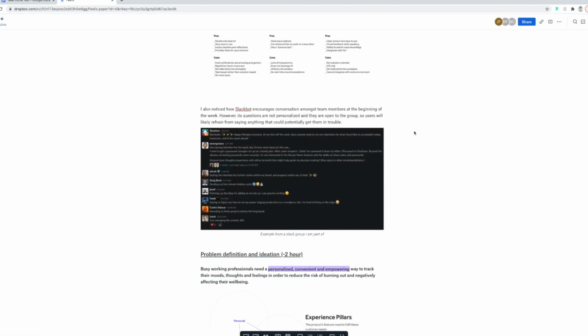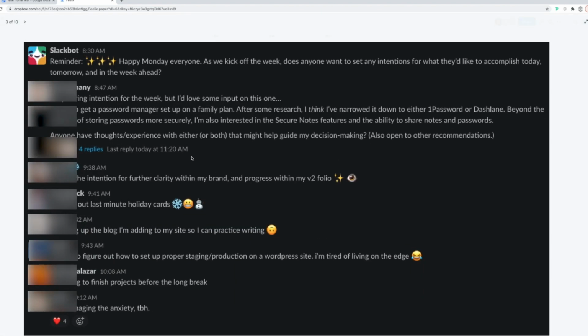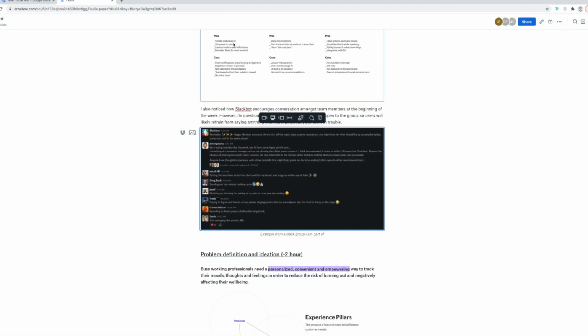One other thing I noticed kind of coincidentally during the week I was doing this was Slackbot, which is Slack's AI companion tool. In one of the Slack groups I'm in, Slackbot was saying, "Happy Monday, everyone. As we kick off the week, does anyone want to set any intentions for what they'd like to accomplish today, tomorrow, and the week ahead?" And then people within the Slack group were responding. So it's this idea of encouraging people to share how they're feeling about the upcoming week.